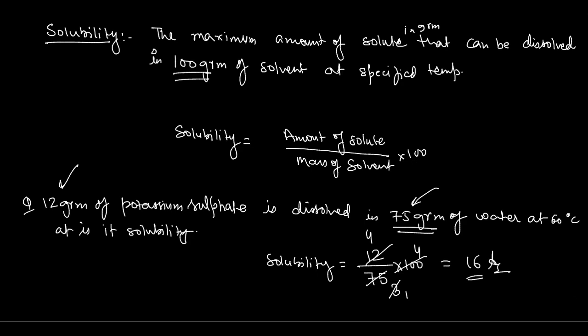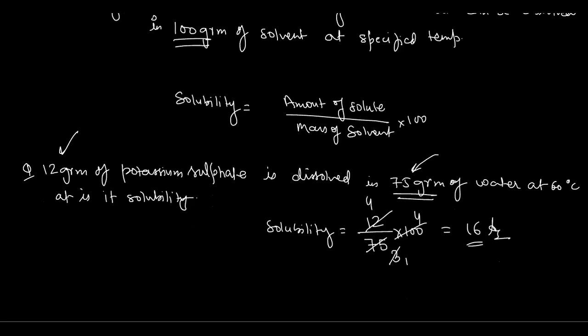Moreover, you need to keep in mind that if I change the unit, you were saying that if the answer is greater than 100, then what? It does not matter. If I double this one, still the solubility will be 16. Let me show you. In 75 gram, 12 grams dissolve. So if I say that 24 gram of potassium sulfate is dissolved in 150 gram, because in 75 gram, 12 gram is dissolved, so in 150 grams, 24 grams will dissolve. So still the solubility will be 16, that in 100 gram, it will be 16.